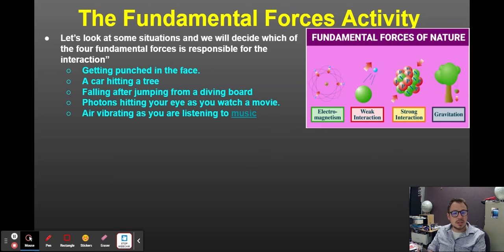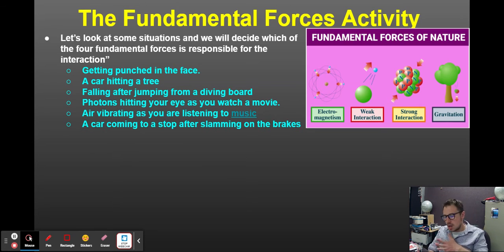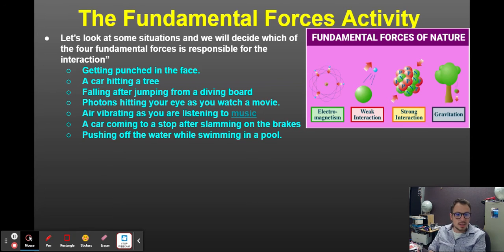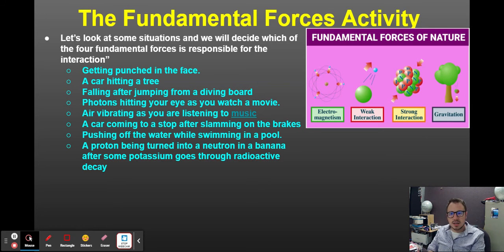Air vibrating as you're listening to music. All sound is molecules getting close together, repelling, getting close to other molecules, repelling, and they vibrate because of the electromagnetic force. A car coming to a stop after slamming on the brakes? Well, friction is just those intermolecular forces. They're close to each other, and those electromagnetic repulsions are bringing it to a stop. So friction is the electromagnetic force. Pushing off the water, once again, the electrons in your hands are getting close to the electrons in the water, and it's pushing it out of the way. So that's the electromagnetic force.